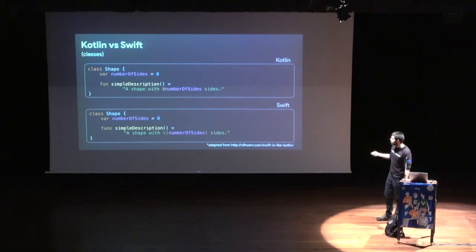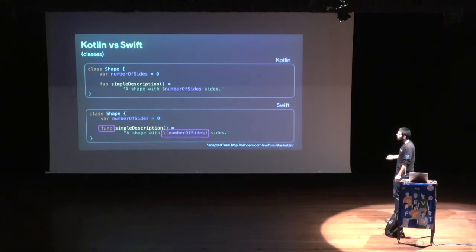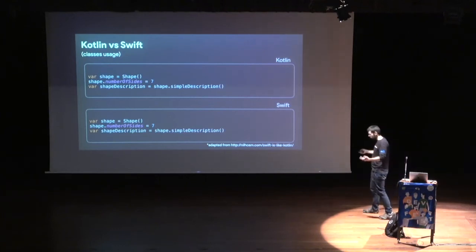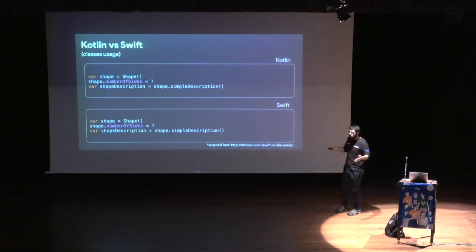Talking about classes, we have the same difference over here. You just need to have the func. And how to use a class, it's the same thing, okay? There is no difference between Kotlin and Swift. So the goal here is to create two really similar languages that take the advantages of the most common languages out there. And when you know one, you basically almost know the other.